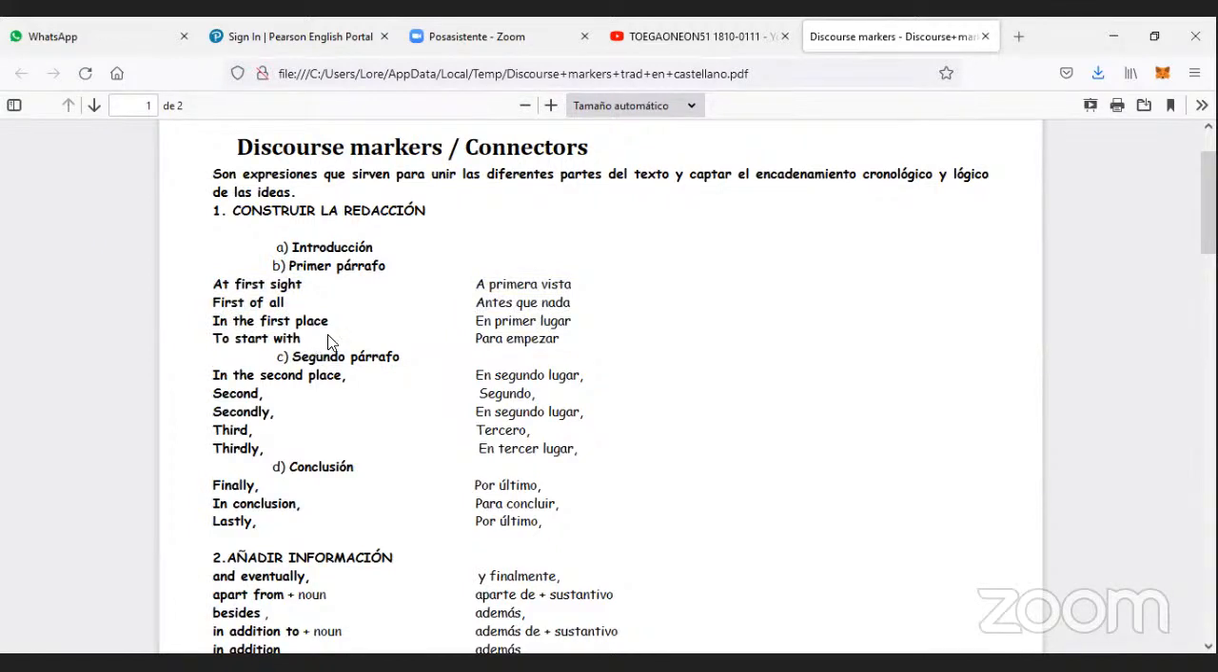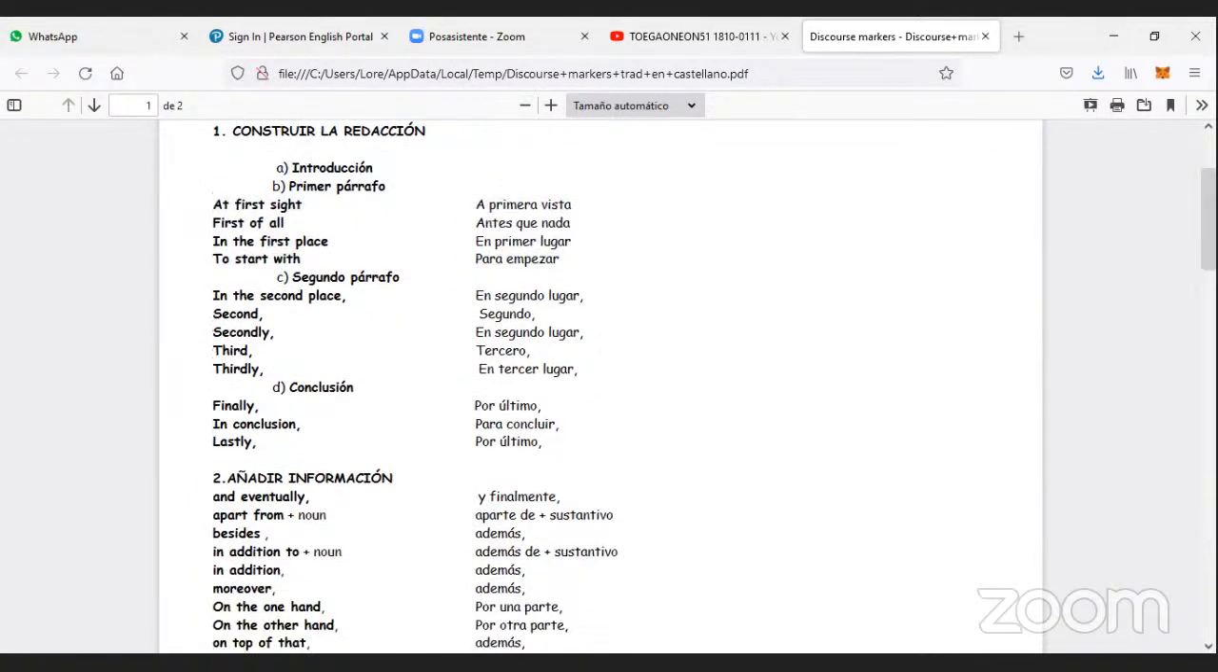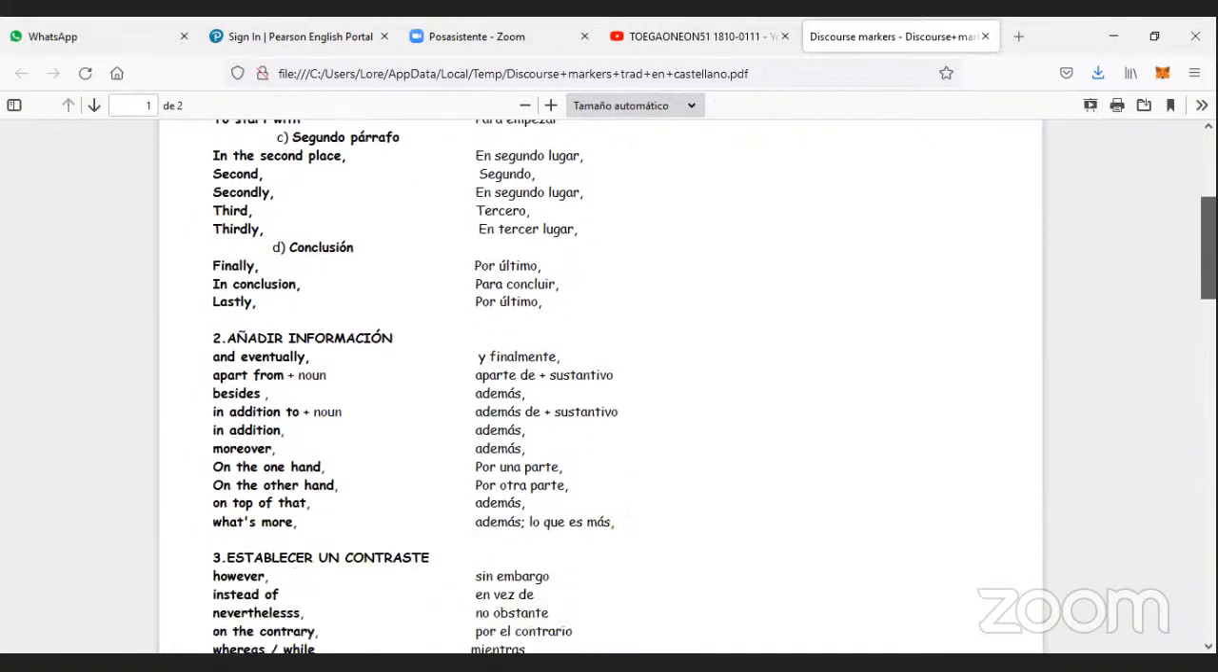Okay? So after this, when we have the second paragraph, if we have a longer response, we could use, for example, in the second place, second, secondly, or third, thirdly. If we have little steps, we could use this. And in this second paragraph, it's going to be all the body of the summary. For example, what we're going to find here.